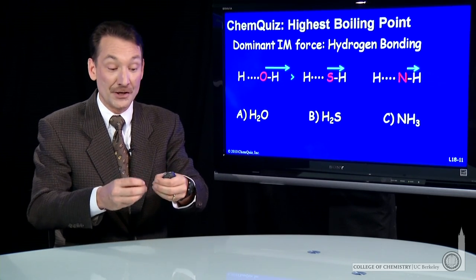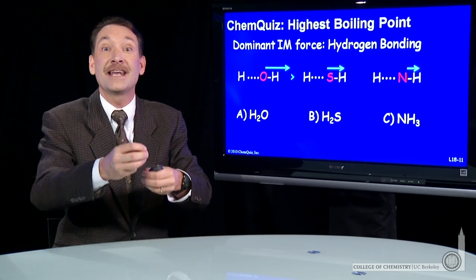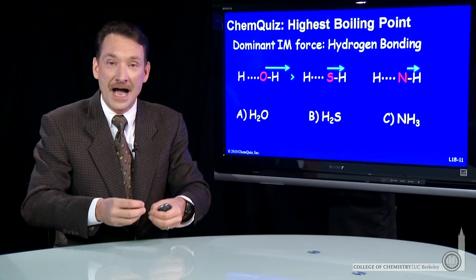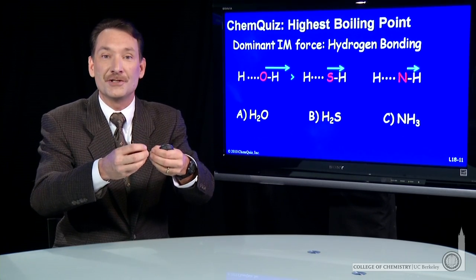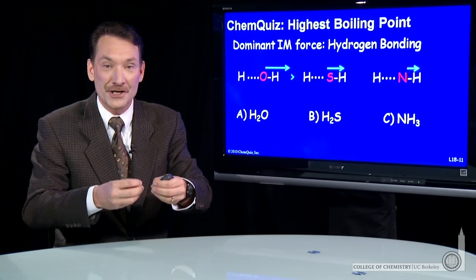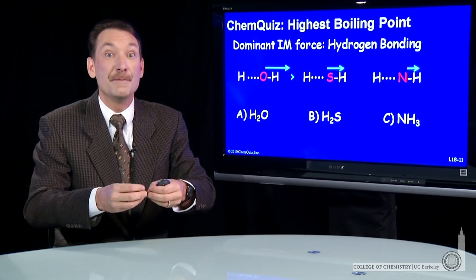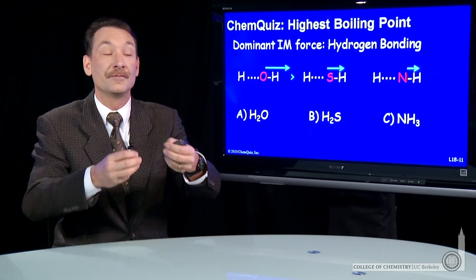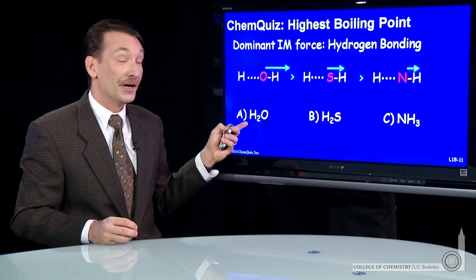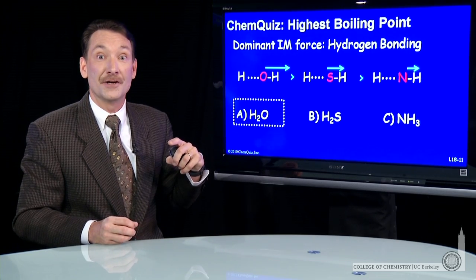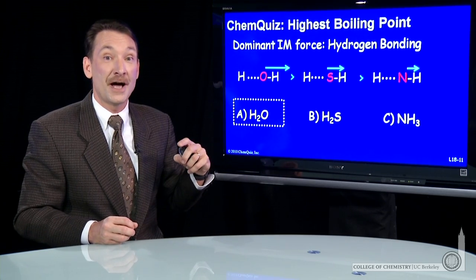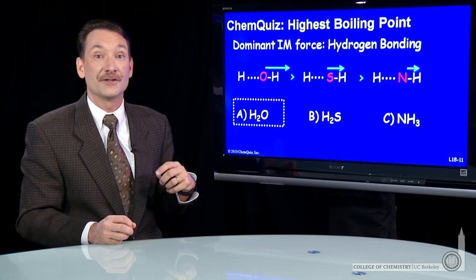Remember, the intermolecular interaction has to be overcome by kinetic energy to boil. Higher kinetic energy, higher temperature. So more intermolecular interactions that are very strong means a higher temperature to boil. So in this case, water has the largest intermolecular interaction, the largest hydrogen bonding interaction, and that's the correct answer.